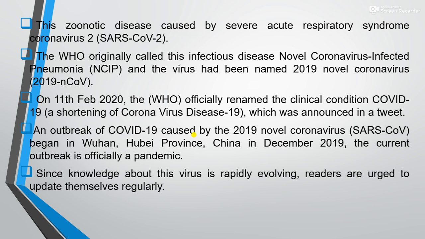An outbreak of COVID-19, which is caused by the 2019 novel coronavirus, SARS-CoV-2, began in Wuhan city, Hubei province, China, in December 2019. So the current outbreak is officially a pandemic. Since the knowledge about this virus is rapidly evolving, readers are urged to update themselves regularly.